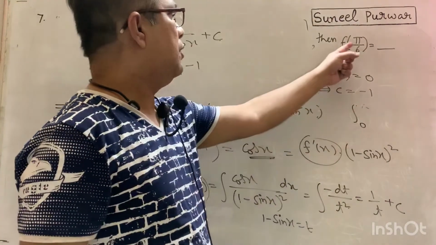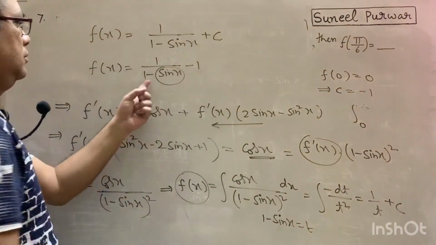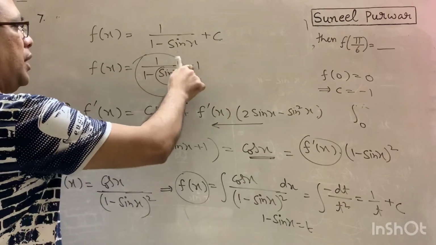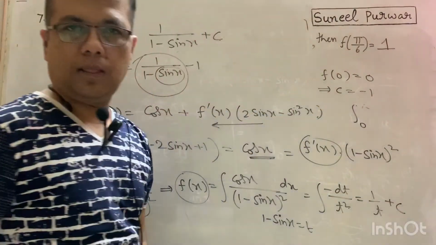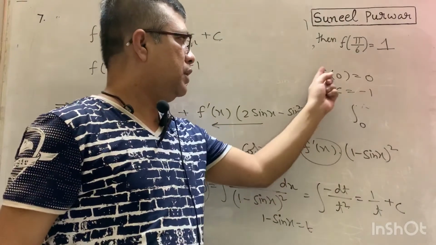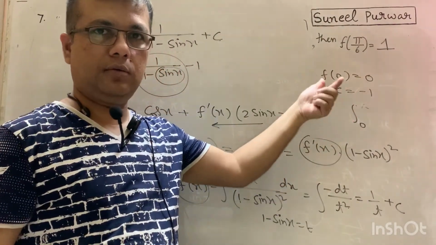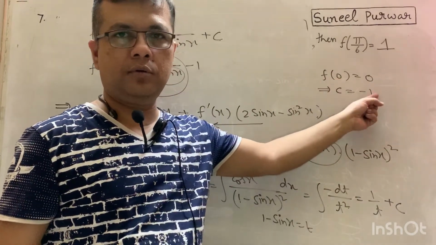Now you have to find f of pi by 6. When you put pi by 6 here, this whole value will become 2 minus 1, so your answer is 1. No one should worry about it. What I said was, in the given relation, you put x equal to 0, you will get f of 0 equal to 0.